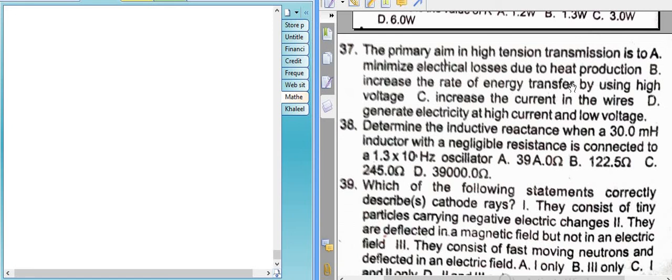That is heat from what? The equation: heat is equal to I squared R. So we need to minimize the heat loss, because heat decreases the amount of energy transmitted. So we need to reduce or minimize the heat for us to have a better transmission. Therefore, the correct option is A.